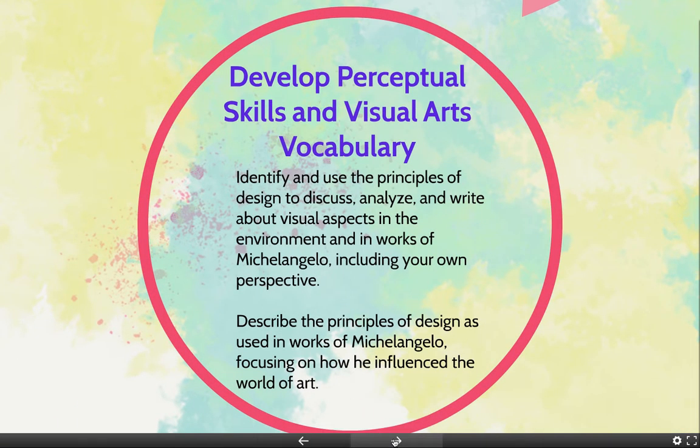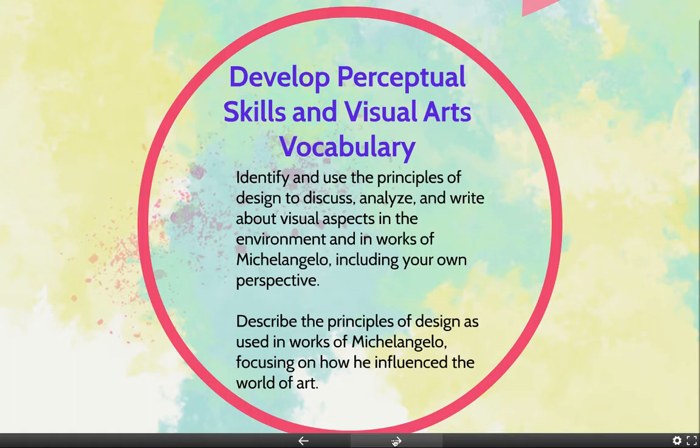Develop perceptual skills and visual art vocabulary. I want you to identify and use the principles of design to discuss, analyze, and write about visual aspects in the environment and in works of Michelangelo. Include your own perspective. So write these things down in your journal, or you can even do sketches or other drawings or things that remind you of what these different aspects are. You can even visually describe the vocabulary that you're dealing with as you do this research.